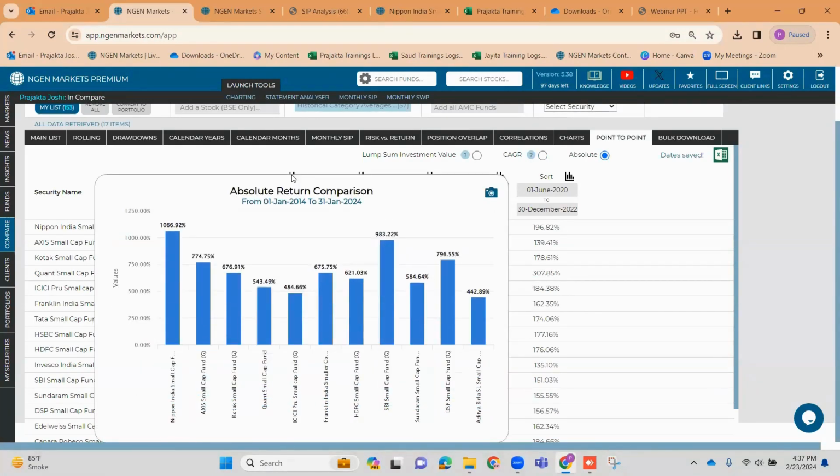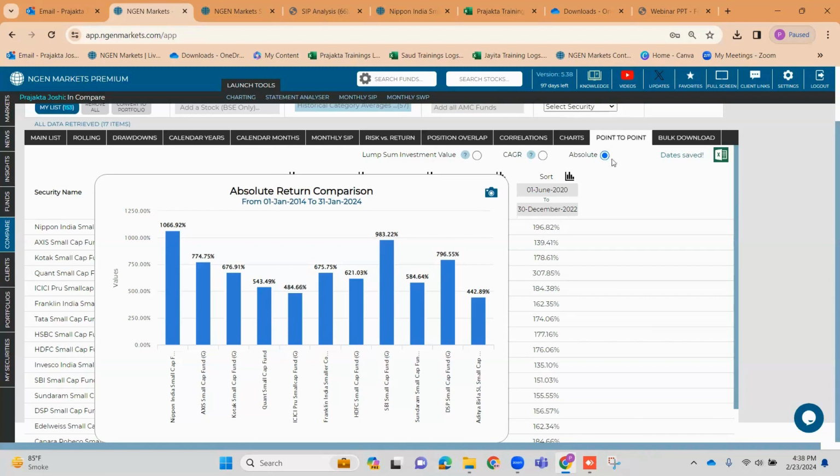The moment you click on this, it is going to show up bars and show you the percentages appearing at the top, meaning a graphical representation of it. A screenshot option is definitely enabled at the top. You can click on this camera icon and this chart will get downloaded.